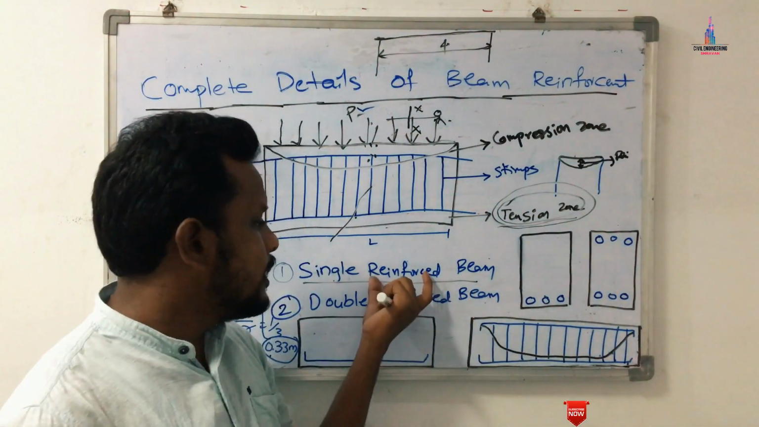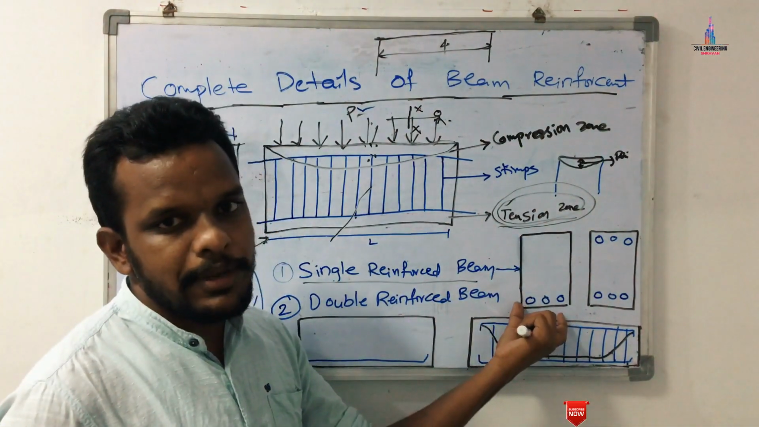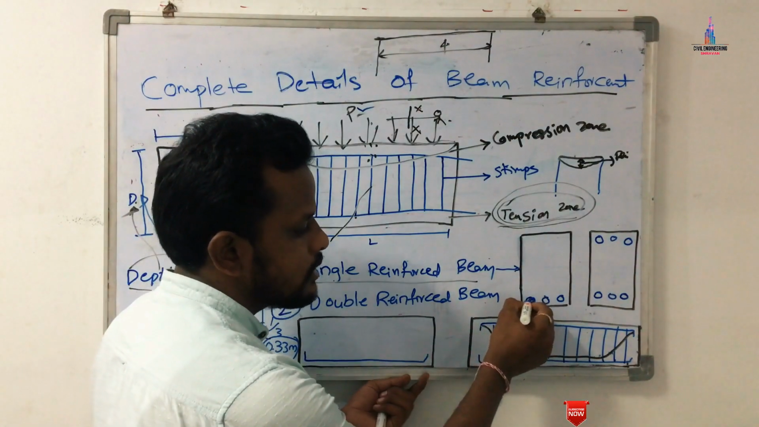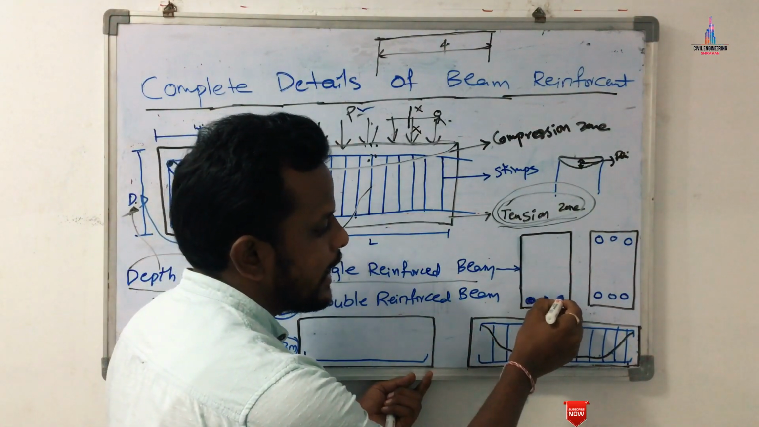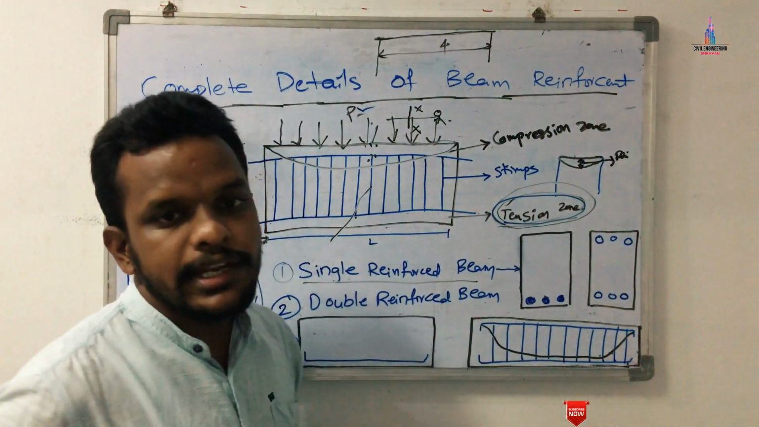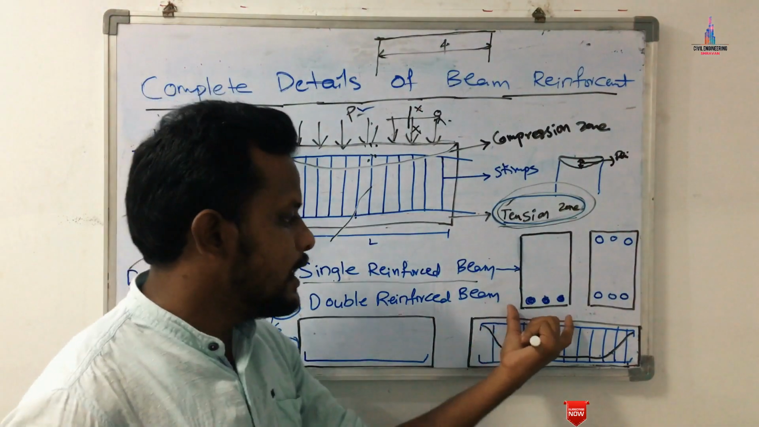If you concentrate on the single reinforcement beam in this image, it shows the reinforcement related to the main bar sections, which are provided at the bottom section of the beam, in the tension zone only, in order to overcome the compressive load. So this is the single reinforcement beam.